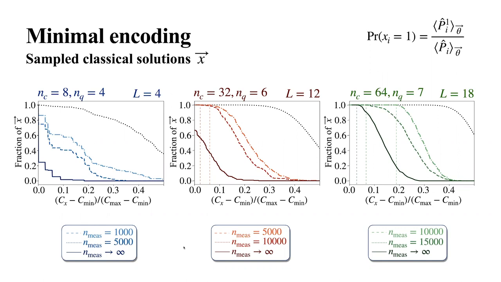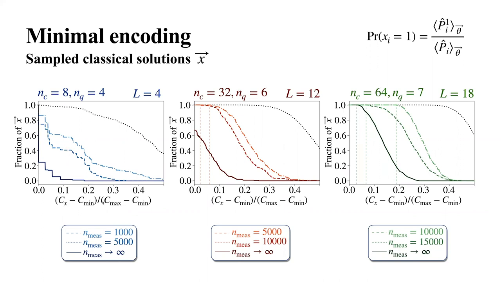The last thing is that now we have this optimal quantum state, we can extract the solution from it. We can extract the zeros and ones and see if they are good solutions of our QUBO problem. Again, this is for increasing problem size. The way to read those graphs is that if I pick a point here, for example, it means that 40% of the solutions I've drawn have energy higher than 0.1.